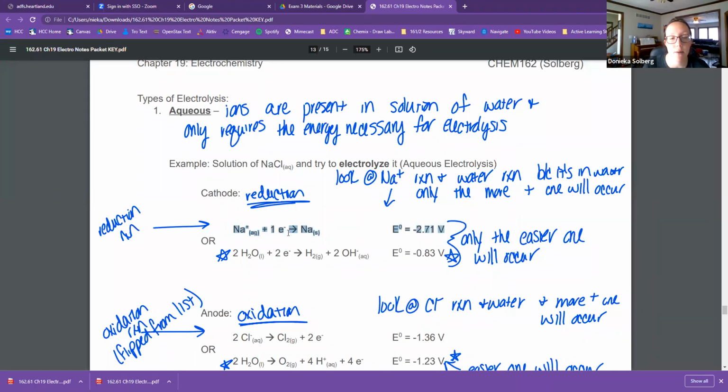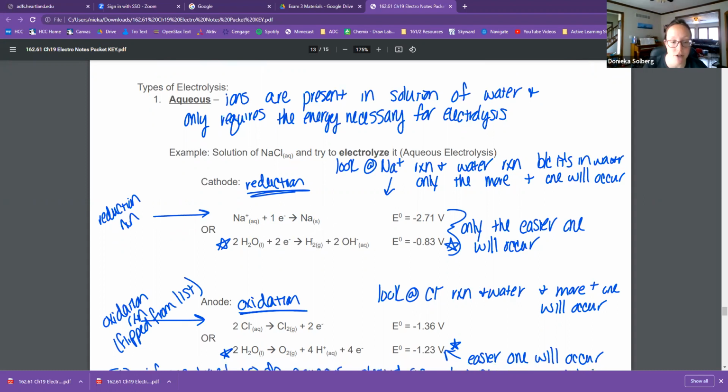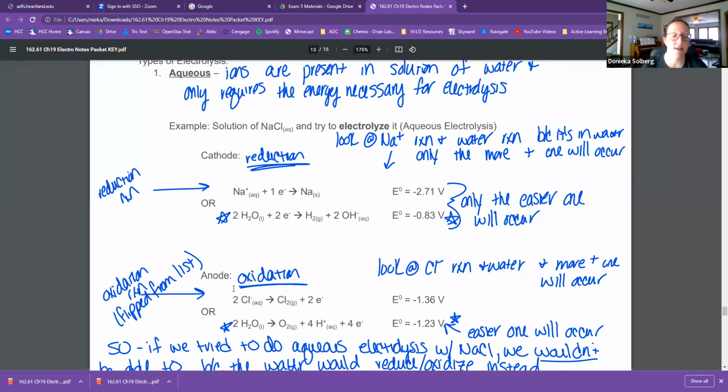Sodium plus 1 electron makes sodium solid. It's negative 2.71 volts. And chloride is 2 chloride minuses make 2 chlorine gas plus 2 electrons, and that's negative 1.36 volts. Okay, so I just pulled those from our reduction potential sheet. Now, which one am I trying to reduce and which one am I trying to oxidize? Okay, well, I'm trying to reduce sodium because I have the ion Na plus, and I'm trying to make it to Na no charge. So that would be going down in charge. And the chloride, I am trying to oxidize. I've got Cl minus, and I'm trying to make it Cl2 with no charge. So that would be raising the charge. So I'm trying to reduce sodium and I'm trying to oxidize chlorine.